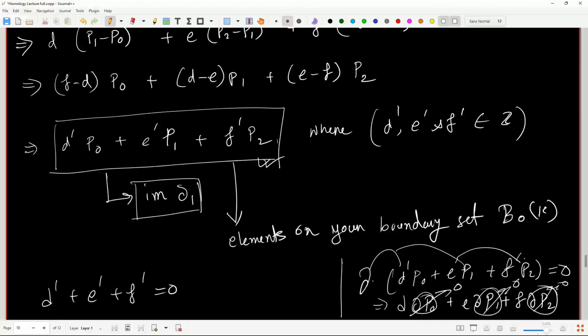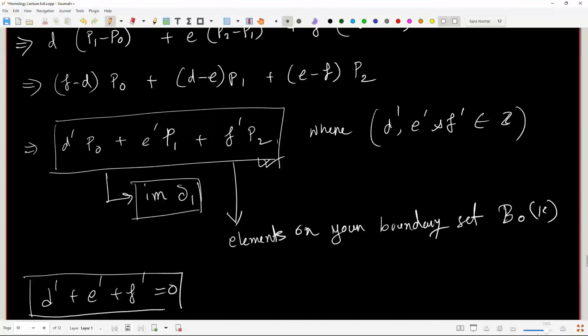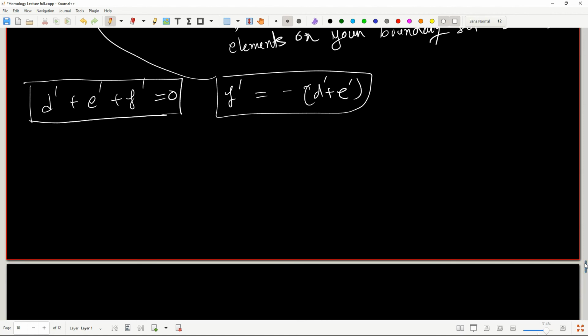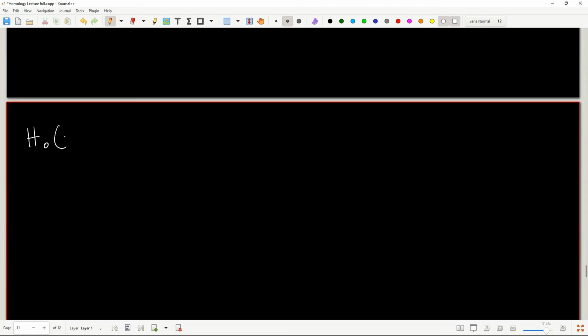So now what we have is that since our constraint is something like this, we can write F prime equals minus D prime plus E prime, and put this back into this equation. Then any arbitrary element of B0 of K can be written as D prime p0, E prime p1, minus D prime plus E prime p2. And now, because we have all the tools, we want to compute our zeroth homology group, that is given by this.